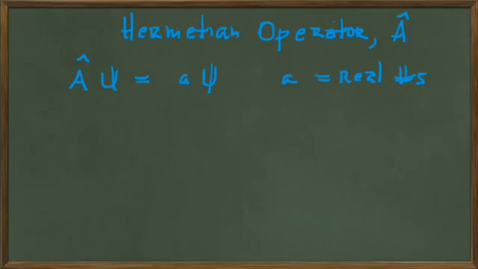Now we're going to talk about the most important operators in quantum mechanics, operators that are Hermitian. And Hermitian operators first satisfy the property that the eigenvalues that we get, a, must be real numbers. In fact, all the operators we work with in quantum mechanics have the requirement that the eigenvalues must be observable quantities, and so that means they must be real number eigenvalues.